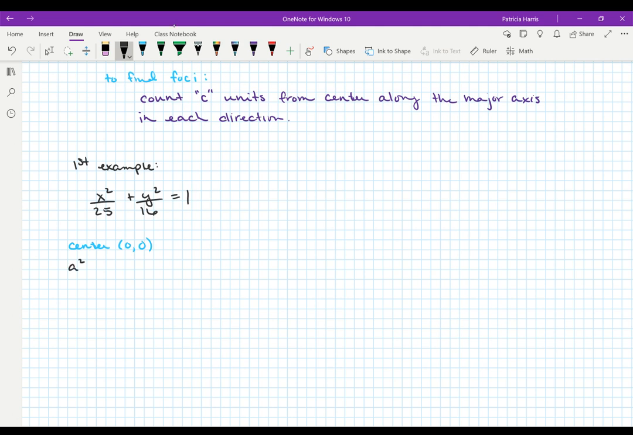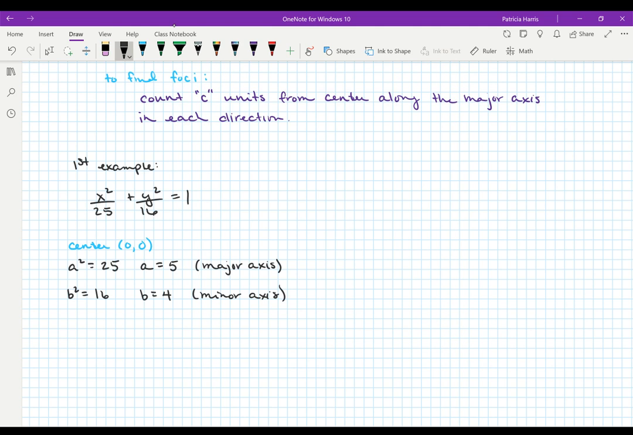So that would be 25. The square root of that obviously is 5. That would be associated with our major axis. Okay, b squared is going to be 16. So the square root of that would be 4. And this is associated with our minor axis.